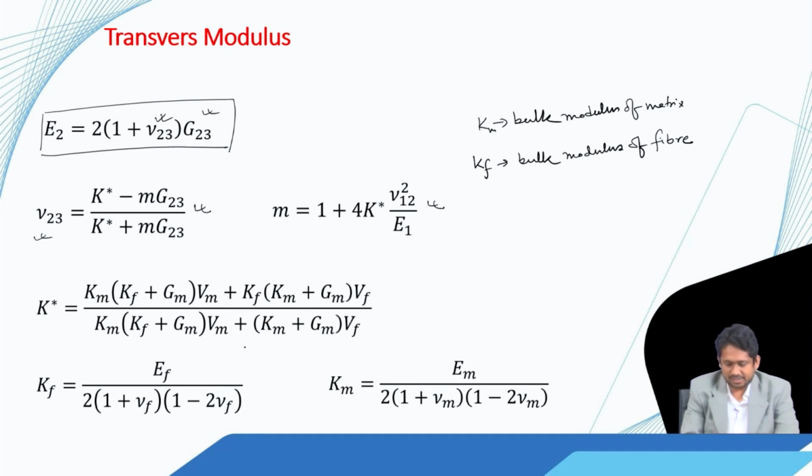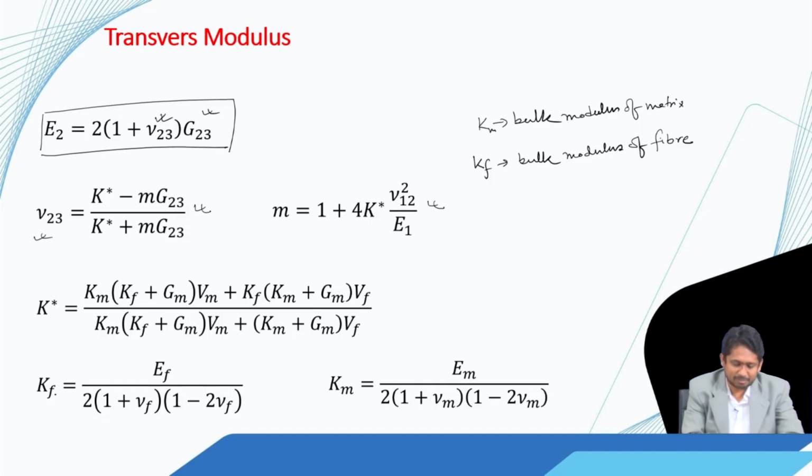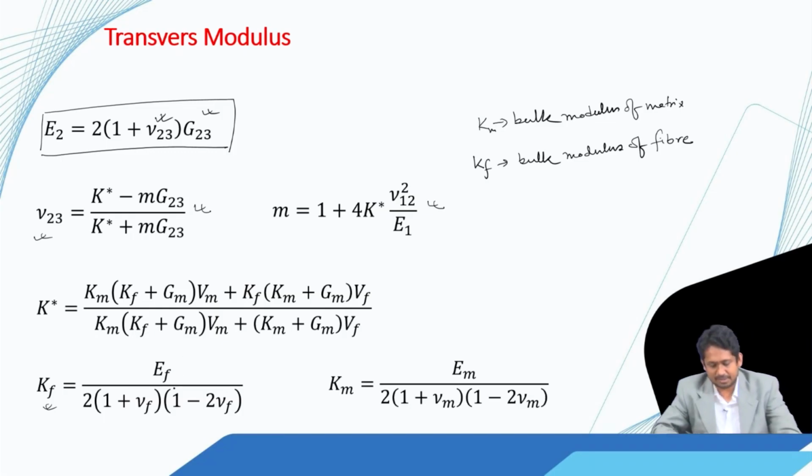and we need other quantities like matrix shear modulus and so on. So, with that we can find out K star, and here we have written the expression for Kf, but again this assumes isotropic fiber behavior. Based on the anisotropy, this equation can change.